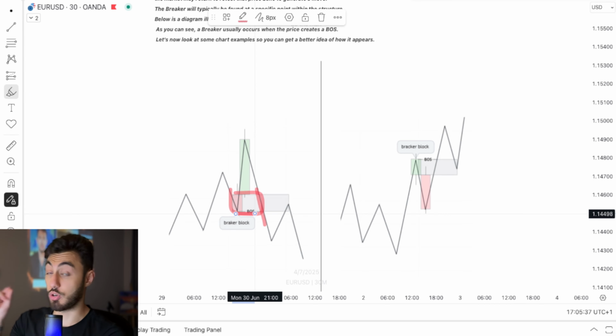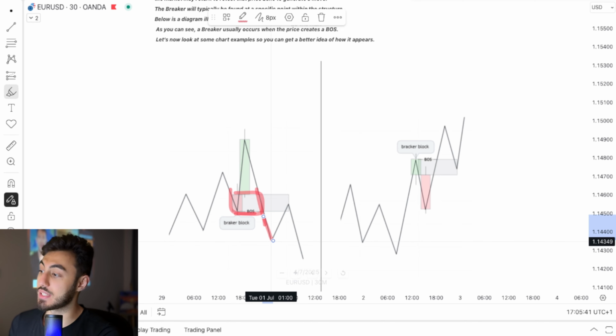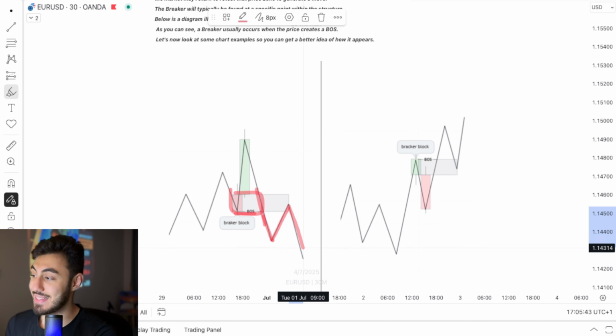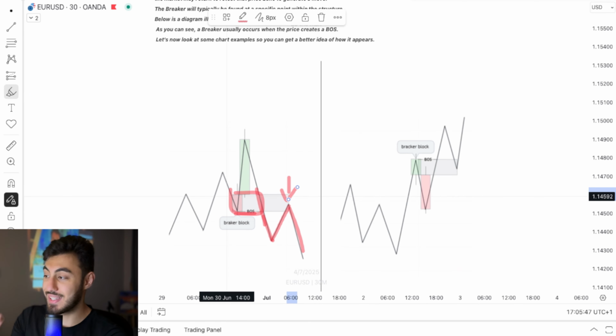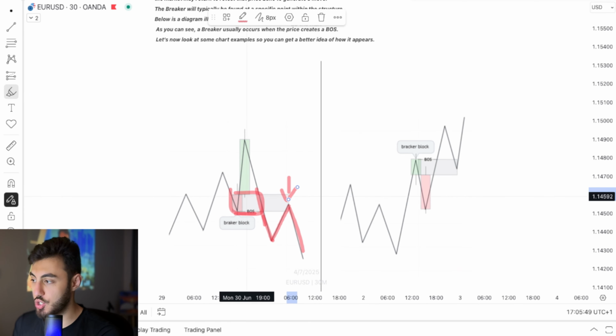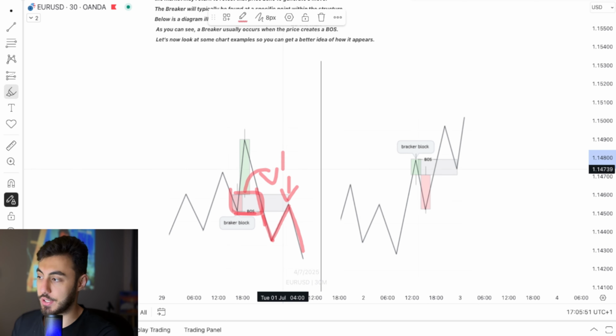This break of market structure is so important. And once price creates a break of market structure, price can retest this area. After this order block didn't get respected and created a break of market structure, this is going to be a breaker block.